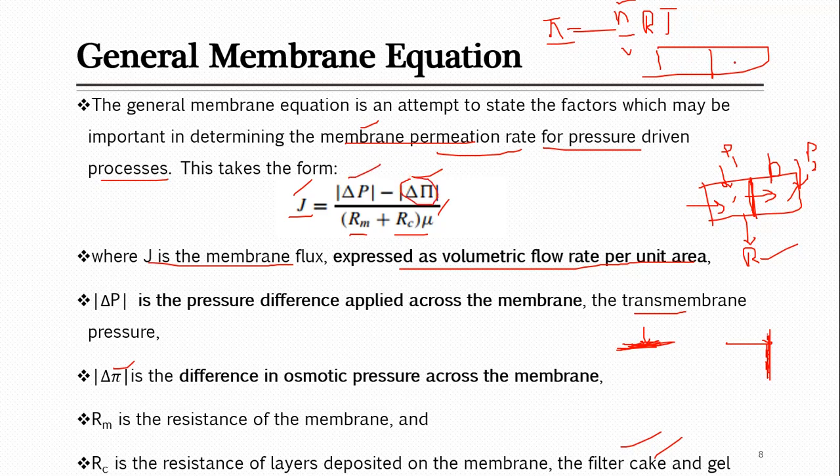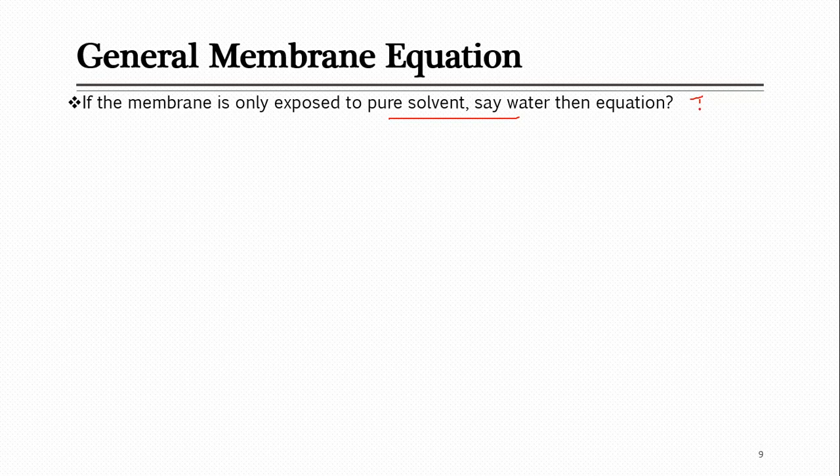Definitely there is water and a difference in pressure, so delta p will be available there, and Rm, the resistance of the membrane for this solvent. Water wants to pass, so the membrane will provide some resistance, and this term will be considered. What about Rc, the filter cake or gel? Because you are passing pure solvent through this system, there will be no gel formation and no filter cake, so this term will also be omitted. So overall, your equation in this case will be J is equal to delta p over Rm times mu. This is the equation when you have only pure solvent.